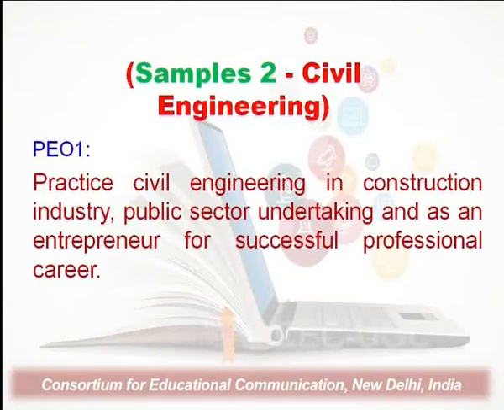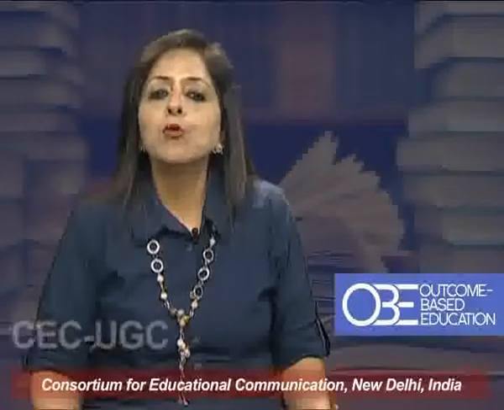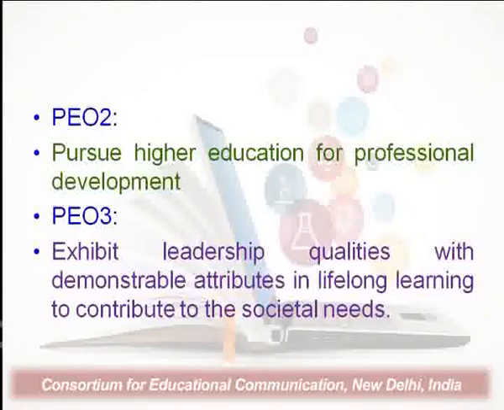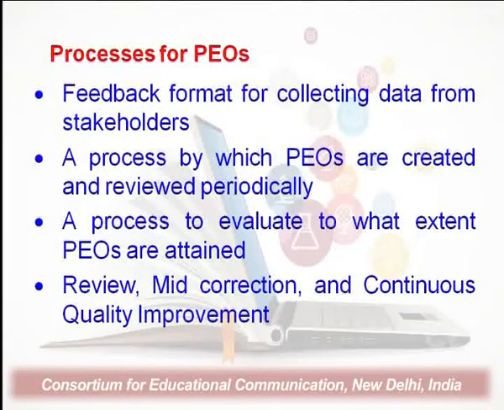Now let me give you another sample from civil engineering so as to make you understand PEOs better. The PEO 1, as far as civil engineering is concerned, is to practice civil engineering in the construction industry, public sector undertaking, or as an entrepreneur for a successful professional career. Now PEO 2, in case of civil engineering, is to pursue higher education for professional development. PEO 3, exhibit leadership qualities with demonstrable attributes in lifelong learning to contribute to societal needs.